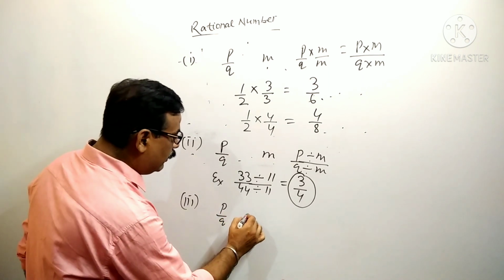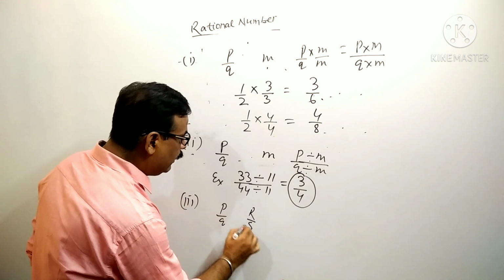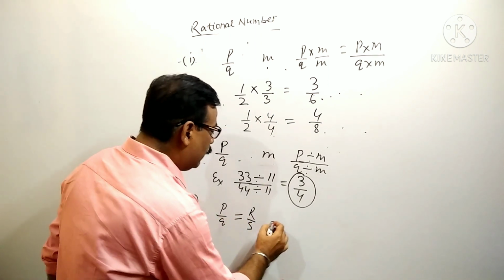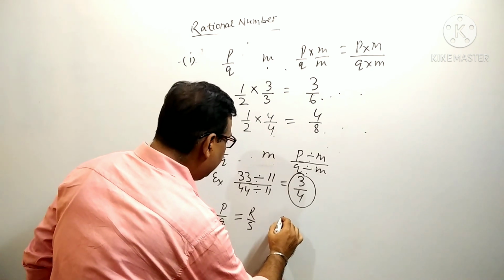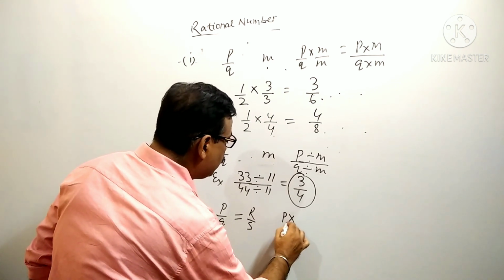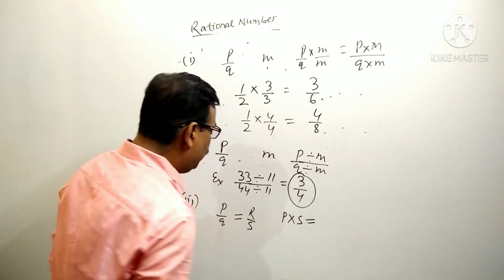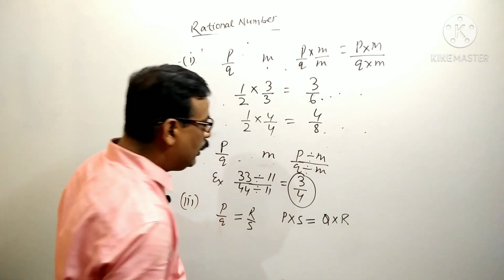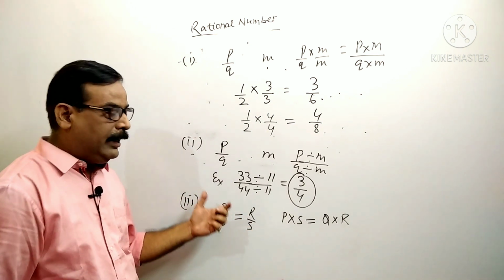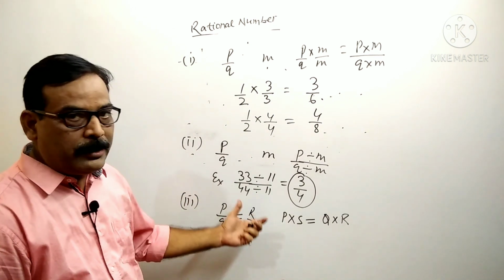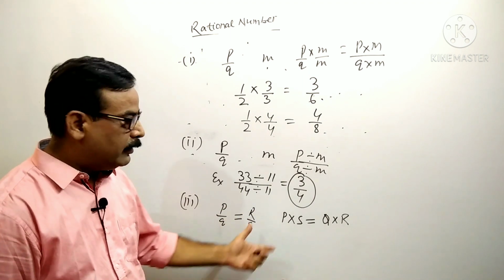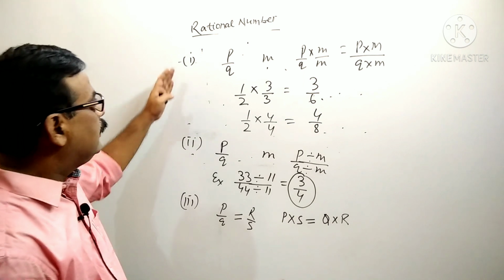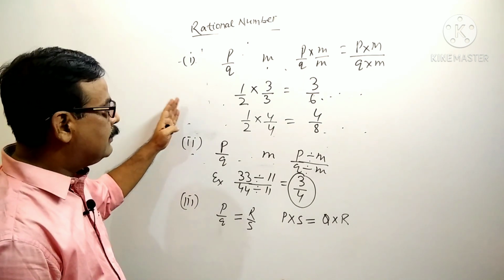And the third property says, if any rational number, suppose P by Q, and another rational number, suppose R by S, are equal, then both rational numbers can be multiplied diagonally, that is P multiplied by S is equal to Q into R. So the third property says rational numbers are multiplied diagonally and give an equality. So here are the three properties of rational numbers.